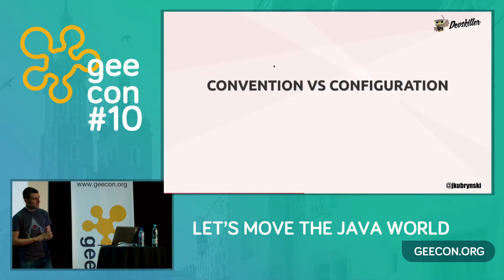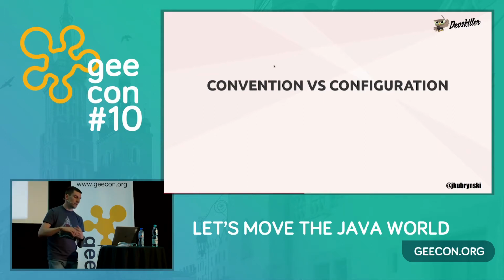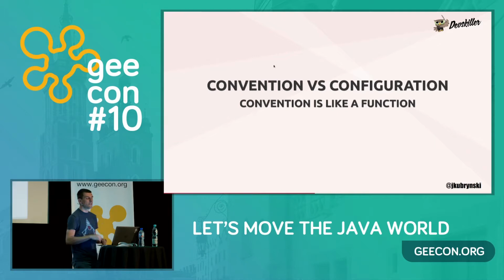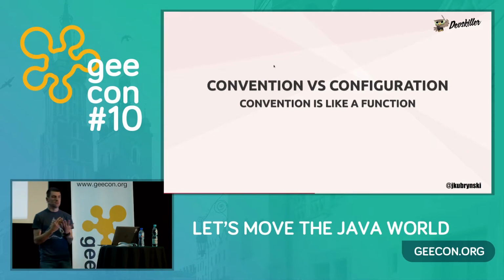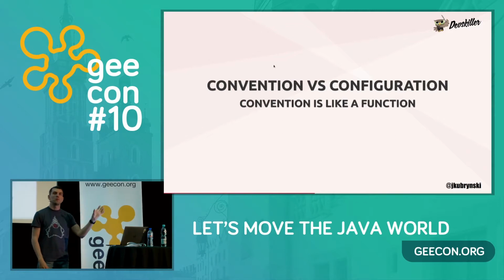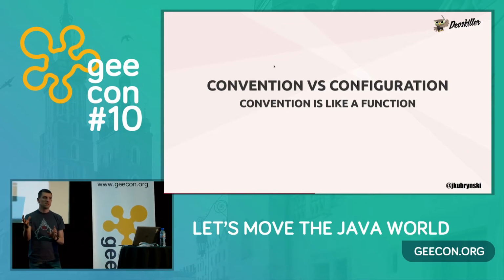And the title said that we are going to implement this infrastructure as code with conventions. Why conventions? What do we mean by convention? So how do we compare the convention to the configuration? We can say that convention is like a function. Okay, convention is a function that, for example, maps the name of the application to the name of the jar. That maps the name of the repository to the name of the application.